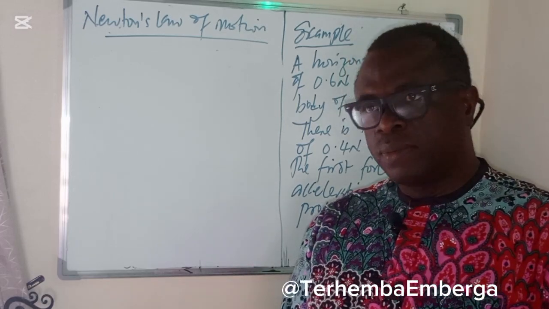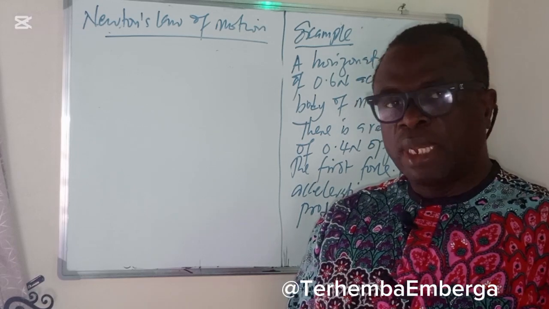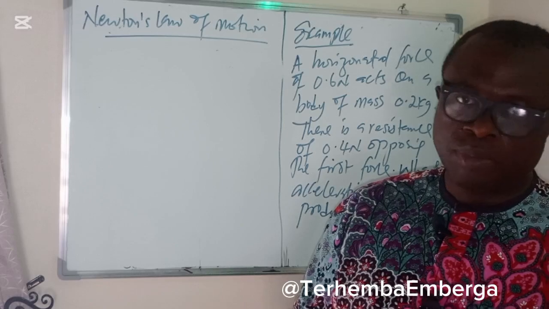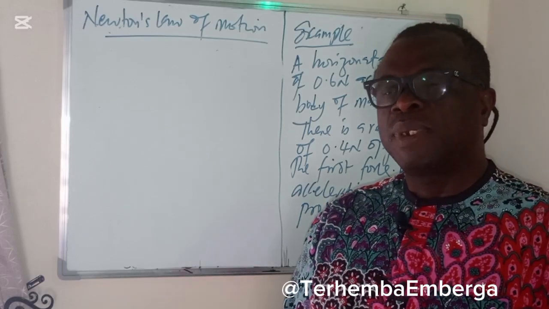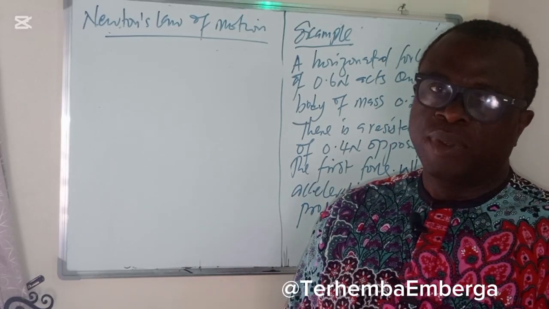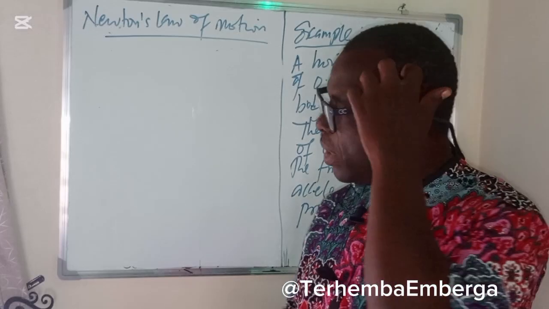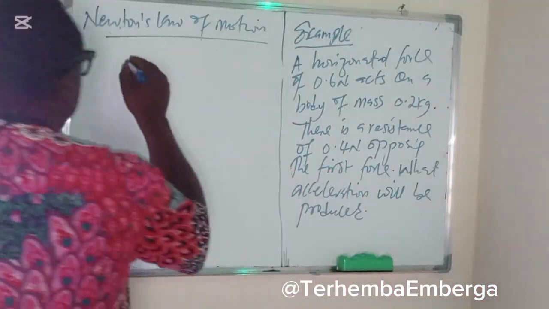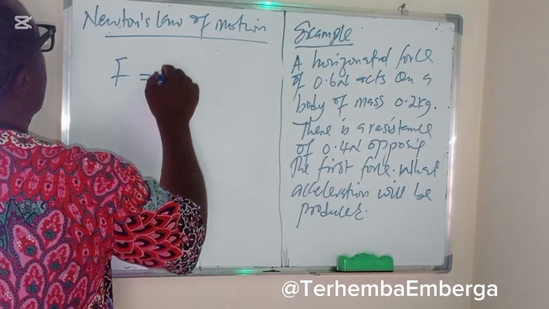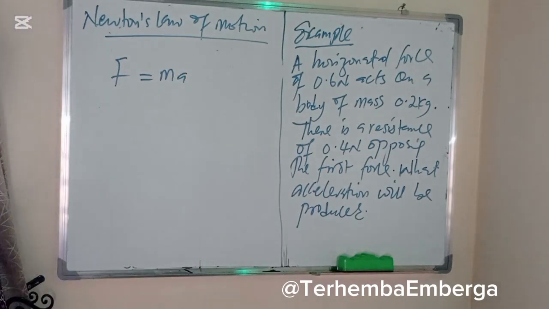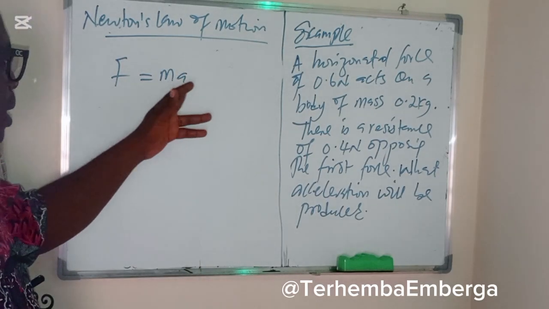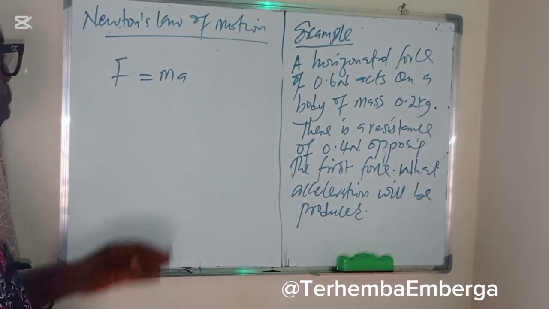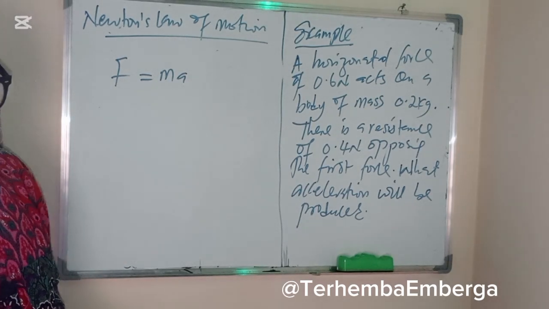The second law states that the rate of change of momentum is directly proportional to the applied force. Most of the time we see this formula, F is equal to ma. I will easily say that force is equal to mass times acceleration. But many students of physics don't know why this formula exists.